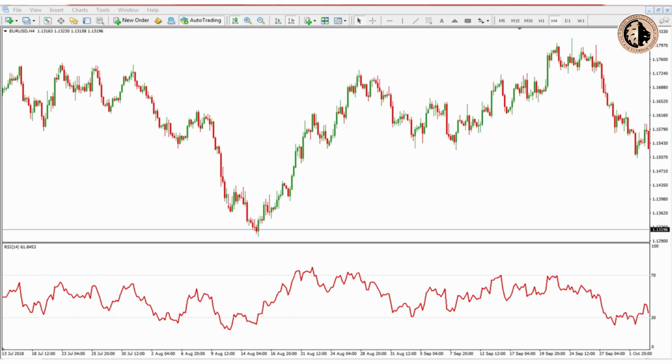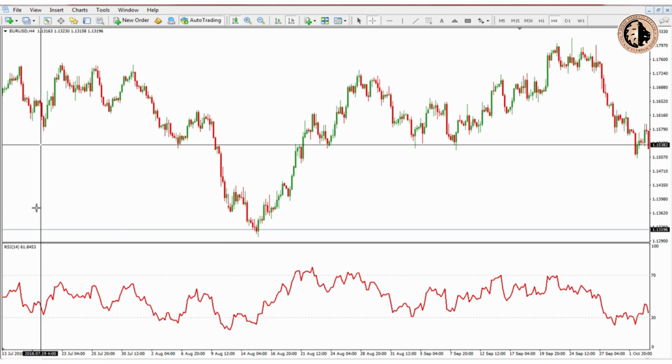Hello traders. In this lesson we will talk about divergences. Divergence is a deviation of the oscillator's movement from the price movement. If we follow the price movement and the oscillator movement, we can say that their movements are very similar.